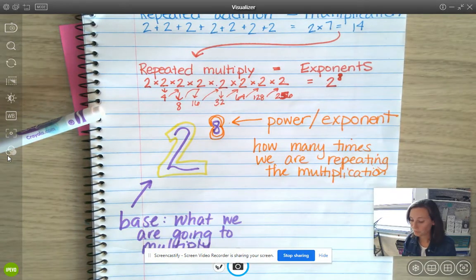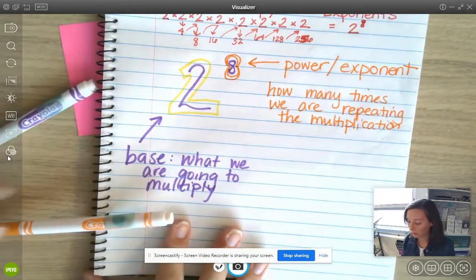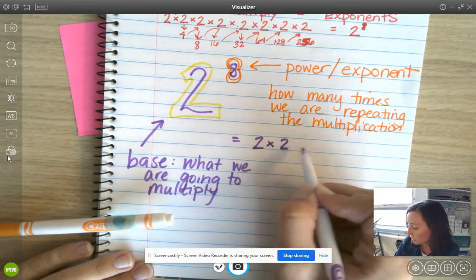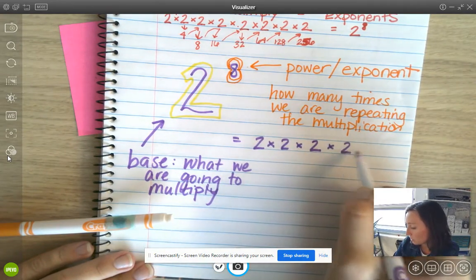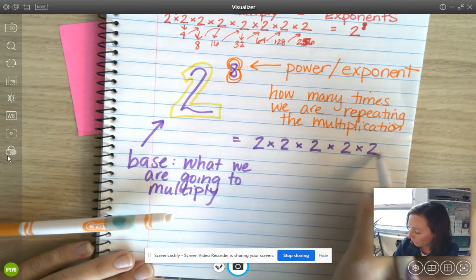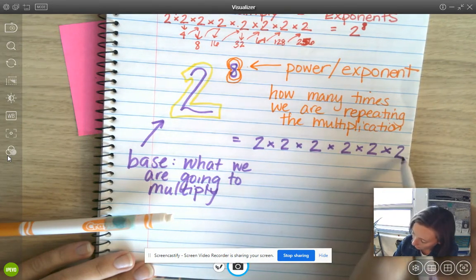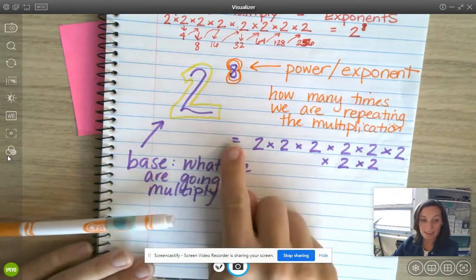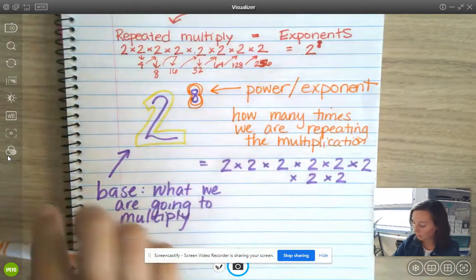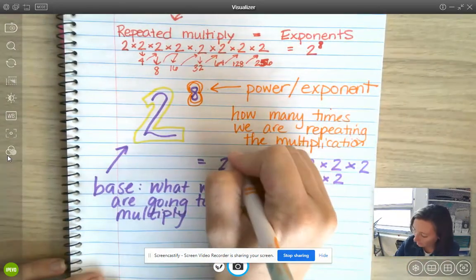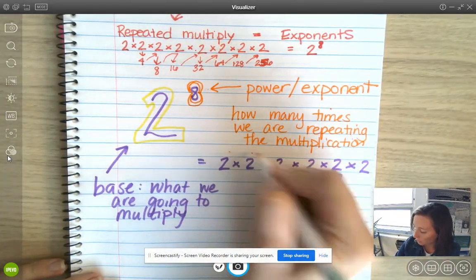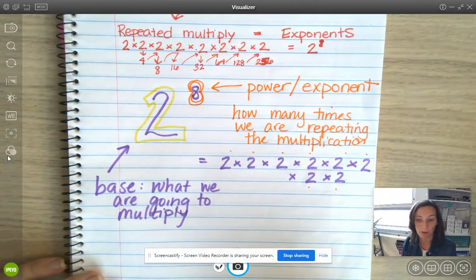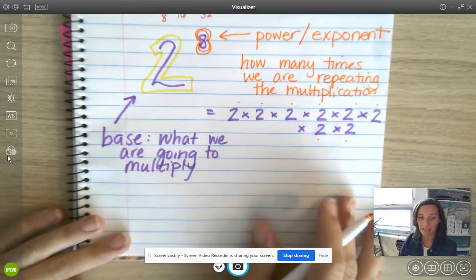So 2 to the 8th power is the same thing as 2 times 2 times 2 times 2, 1, 2, 3, 4, 5, 6, 7, 8. So the base shows up every single time, and the power is how many times we're multiplying. 1, 2, 3, 4, 5, 6, 7, 8. 2 to the 8th power is 2 times itself 8 times.